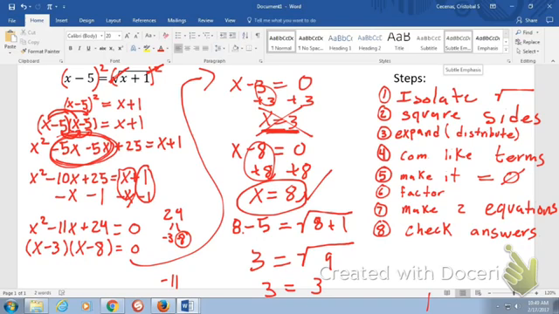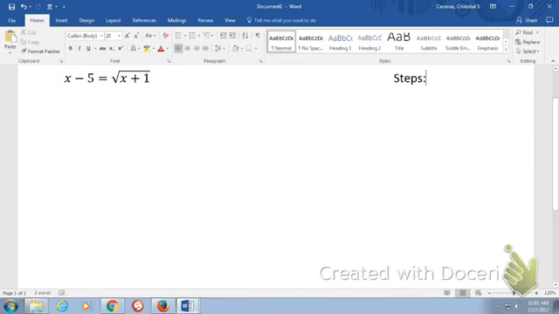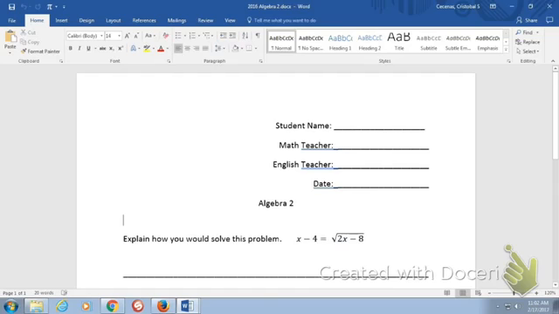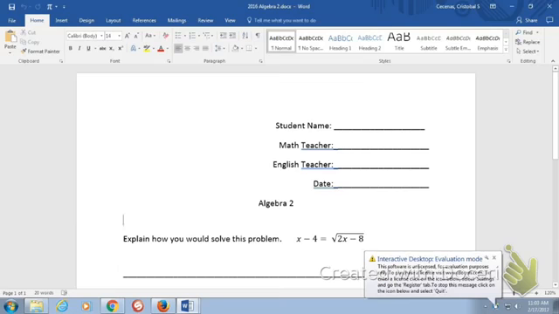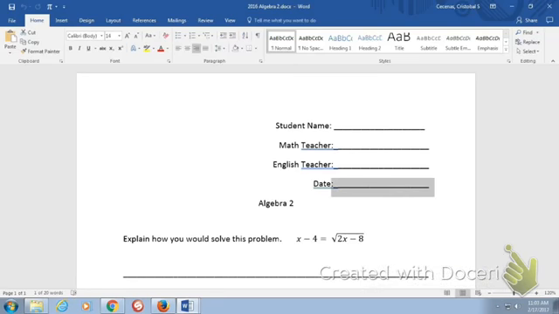So now you're going to use all of these steps to do this other problem, right? This is the problem that you are responsible for doing. Make sure you put student name, teacher's name, English teacher, and math teacher. Make sure you put your full name, first and last, correctly, and the date. All that needs to be totally correct.